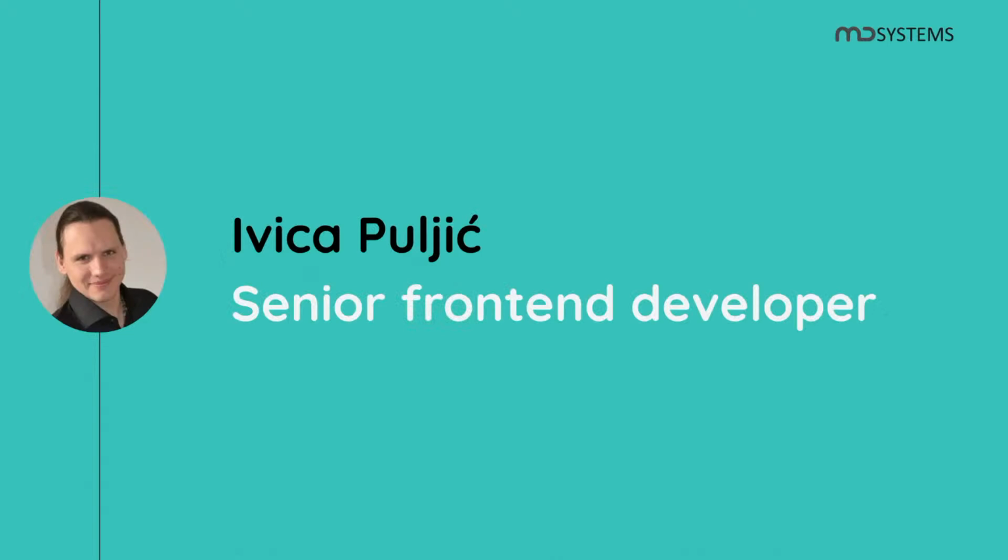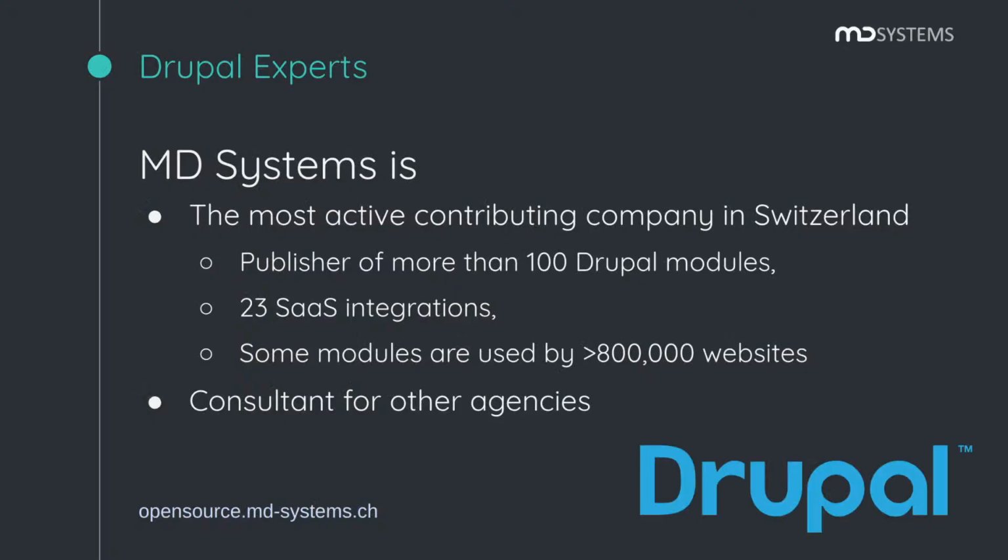So about me, my name is Ivica. I'm a senior front-end developer working in a company called Amazee Systems, based in Zurich, Switzerland. We are quite a small team, but we are actually the most active contributor in Switzerland. We maintain over 100 Drupal modules on Drupal.org, 23 software as a service integrations, and some modules are used by a lot of websites in public. And also from time to time we consult other agencies.